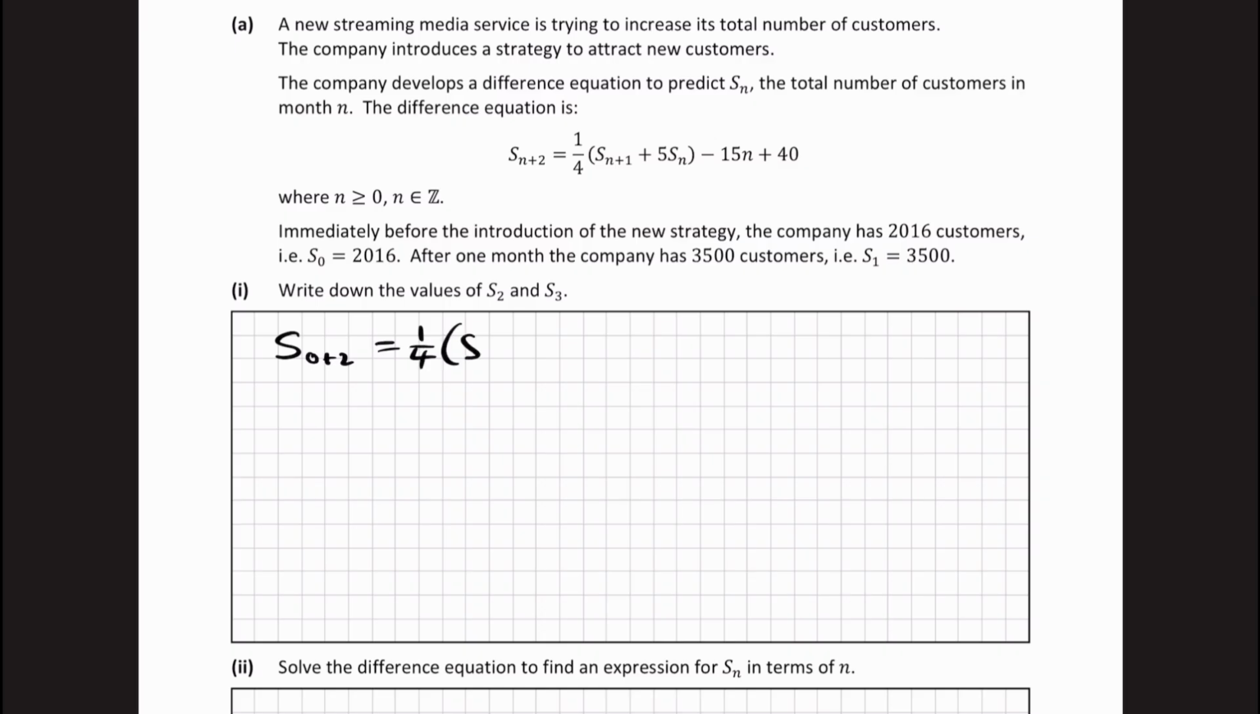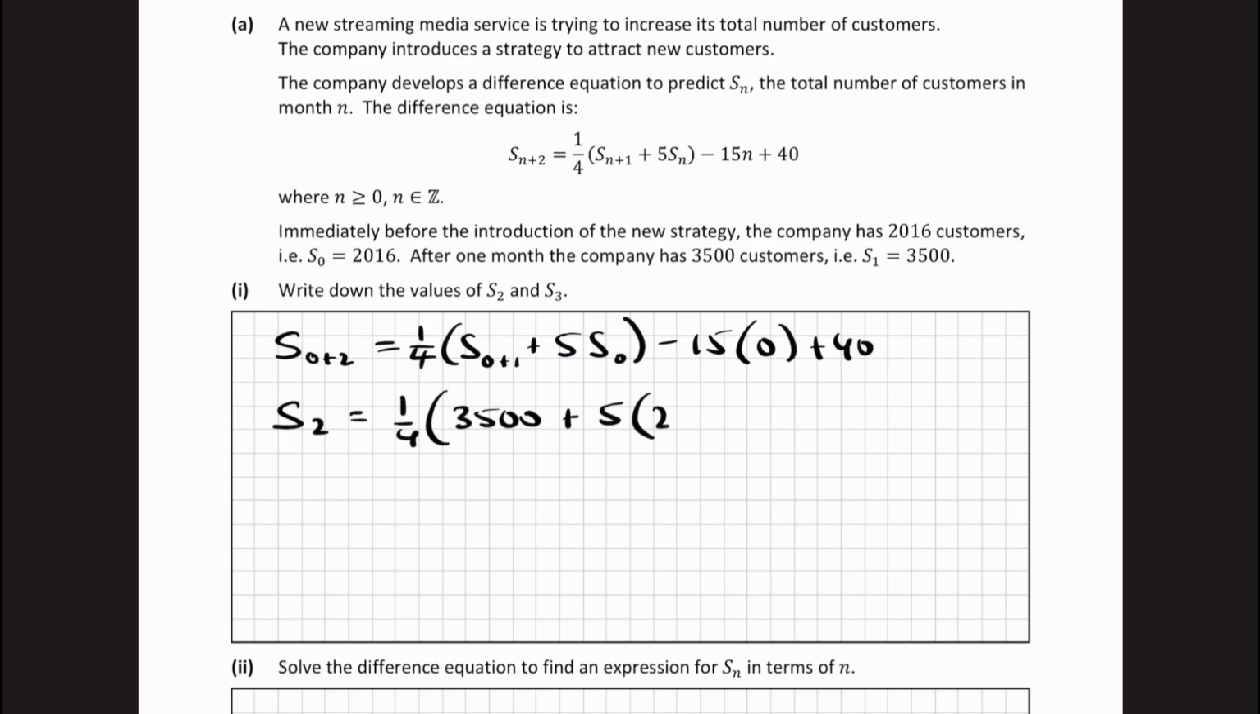So I'm going to say S of 0 plus 1 plus 5 times S0 minus 15 times 0 plus 40. I'm going to plug it all in. So S2 is a quarter of S1, which they told us was 3,500, plus 5 times 2016, minus 0 plus 40. And when I plug it into my calculator, I get 3435. So that's the first part, for finding S2.